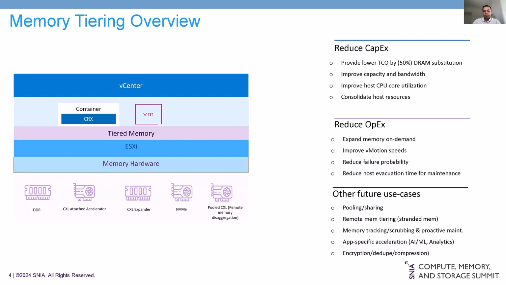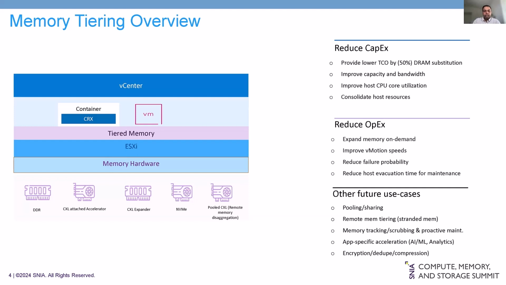Now, what are the customer benefits? As you can see, CapEx is reduced because customers don't have to deploy expensive DRAM and they can use some of the lower cost hardware. They also improve their CPU core utilization. I talked about the CPU memory imbalance; now customers can balance their resources better. It also reduces their OpEx, as we'll see in one of the solutions. Memory can be deployed easily on demand.